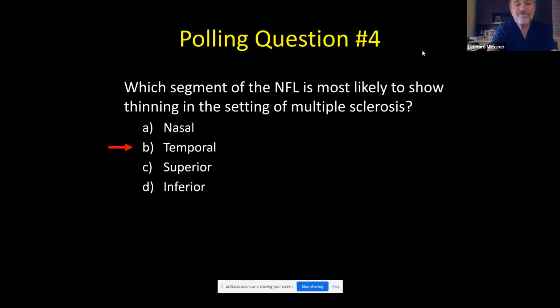Now, as I said before, it's not so much a matter of relying solely on the OCT, but a matter of trying to marry the OCT with the other findings: the clinical examination of the patient, along with the lesion burden, as is evidenced on MRI.